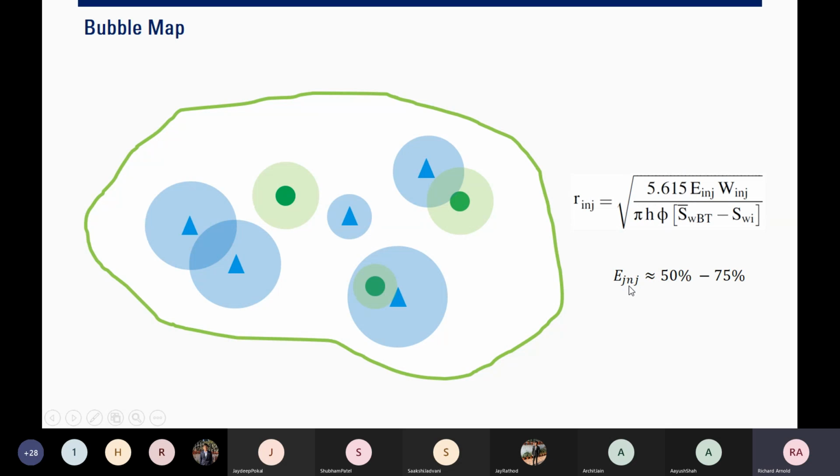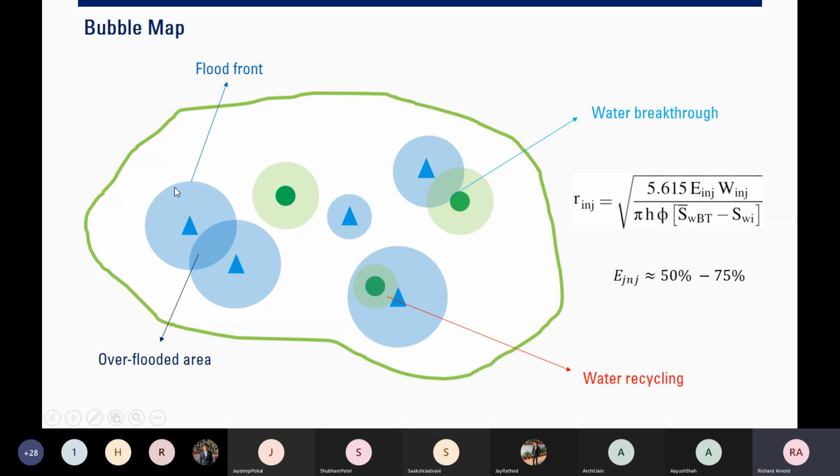This one is actually the injection efficiency, around 50% to 70%, to allow some losses. All right, and this is the cumulative injection, thickness, porosity, average water saturation at breakthrough, and initial water saturation. You can estimate it and you can construct your bubble map easily. Okay, so it is really, really useful. It tells us a lot of information like this one.